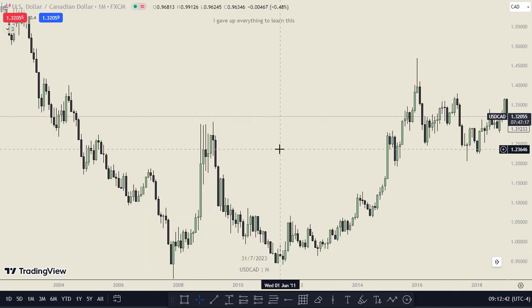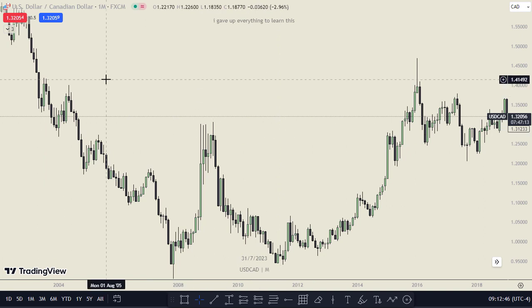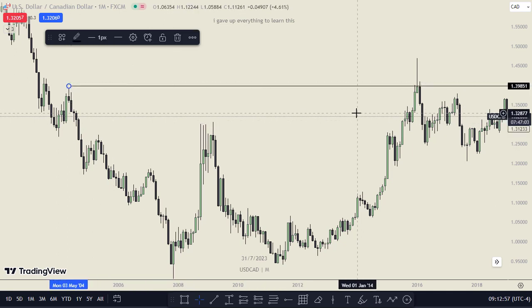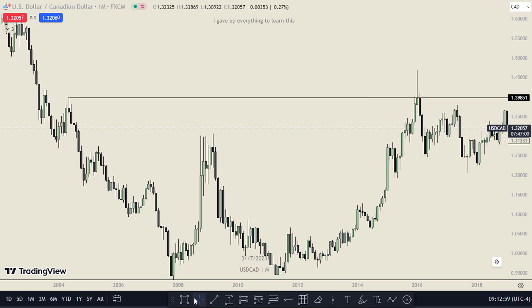And moving on to another example, and this is the US dollar against the Canadian dollar. And we have here external range liquidity has been taken right here and here, also here. And so after we have taken external liquidity, we can also see we hit a fair value gap on the monthly time frames, right?